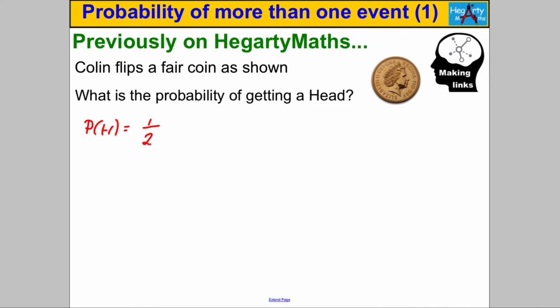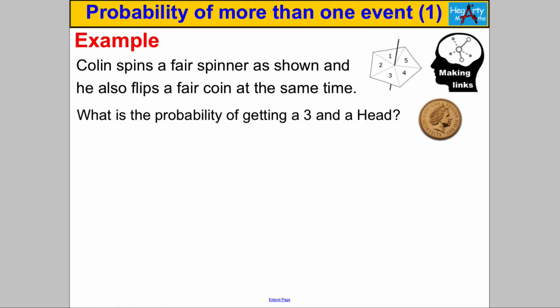Now what we're doing in this video is something like this. Imagine Colin now separately spun a spinner and then flipped a coin. He did them both at the same time. So Colin spins a fair spinner as shown, and he also flips a fair coin at the same time. What's the probability of getting a 3 and a head? So pause the video if you think you can already do this question.